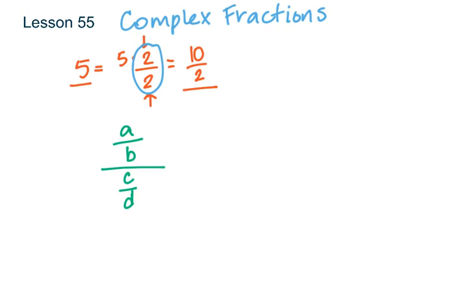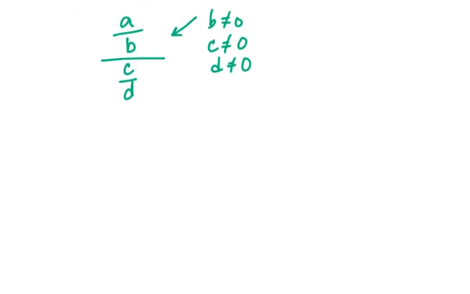And the thing to keep in mind that our book reminds us is in this scenario, we cannot have any of our denominators equal to 0. So in this situation, b cannot equal 0, c cannot equal 0 because it's in that denominator, and d cannot equal 0. So they're just kind of reminding us of that as we work with it.